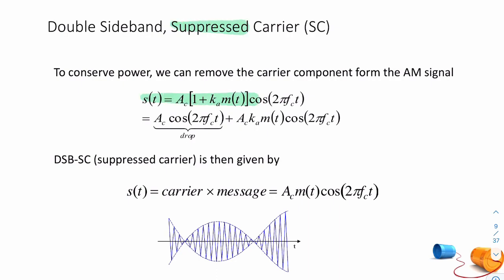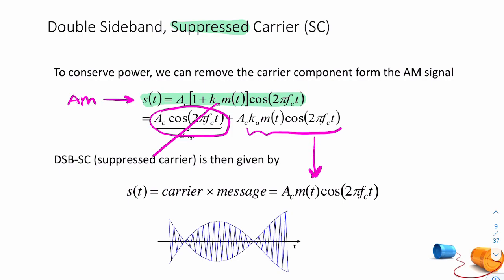Mathematically, remember what S(t) looked like. So this is S(t) for AM. For AM, S(t) looked like that. What we're going to do, we're not going to suppress the carrier by adding a carrier component, by adding DC and then removing it. Although that's what it looks like when we illustrate it like this. It looks like we're just going to remove that and end up with that.